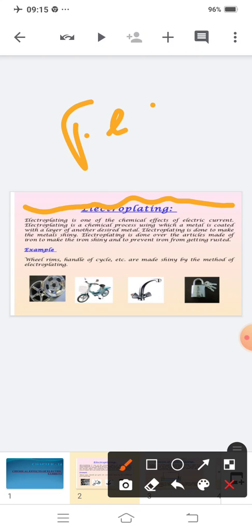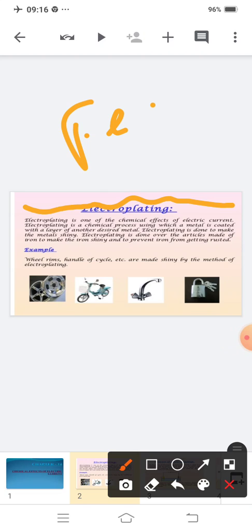What is the use of electroplating? It makes a metal shiny. Electroplating is done over articles made of iron to make the iron shiny and to prevent iron from getting rusted. If you electroplate iron, what happens? Number one, the electroplating process makes the iron shiny, and it prevents the iron from getting rusted.